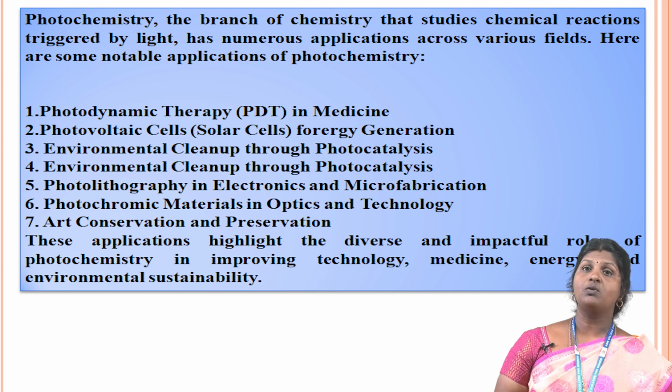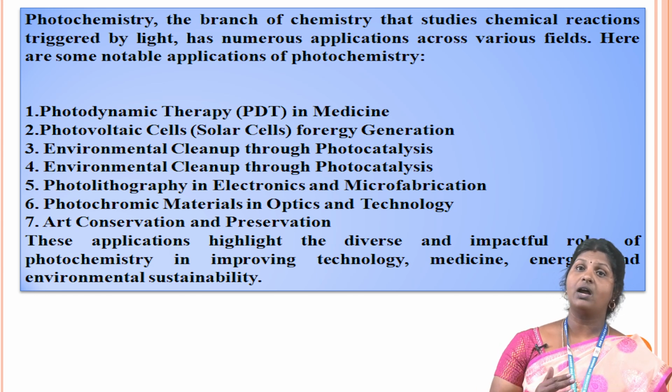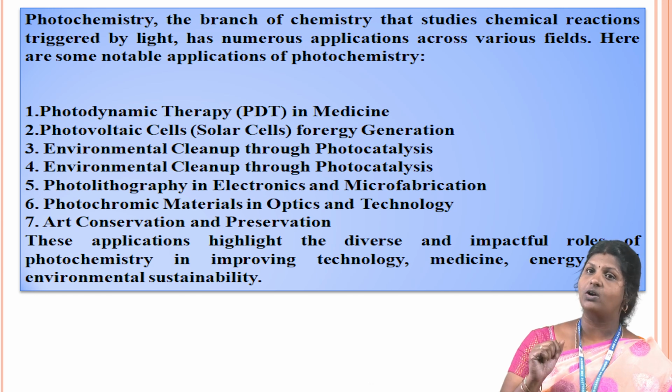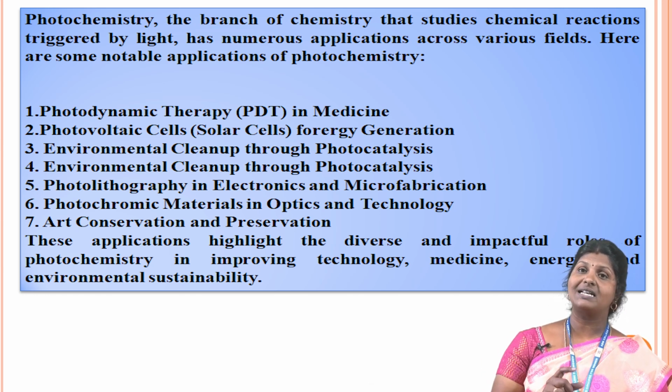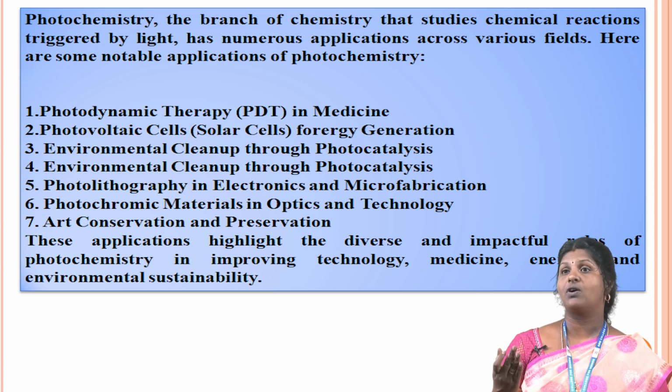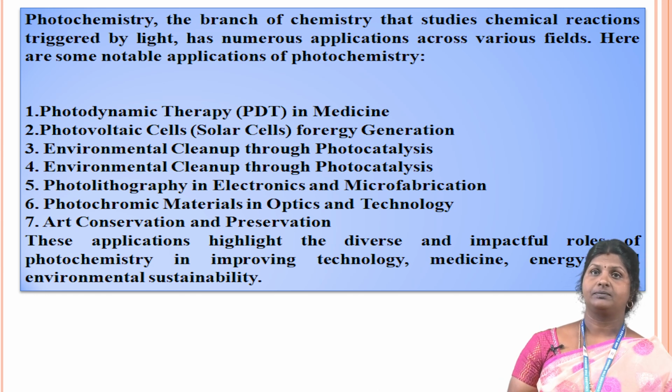Then photovoltaic cells, energy generation. Description: a photovoltaic cell converts sunlight into electricity by utilizing the photoelectric effect, where the photons from sunlight knock electrons loose from atoms in the semiconductor materials. Solar cells are widely used to harness solar energy to generate electricity for residential, commercial and industrial purposes.